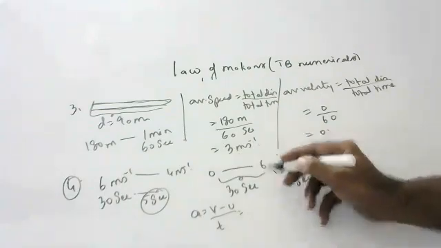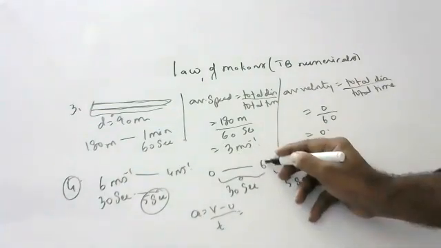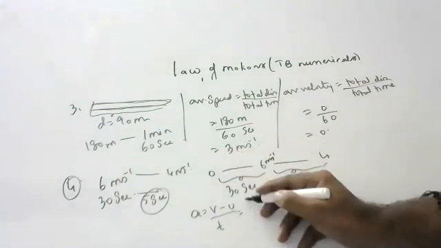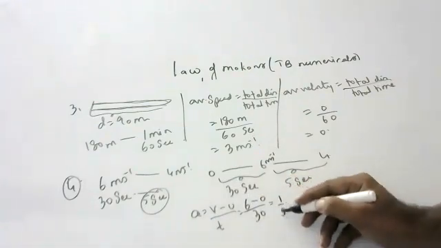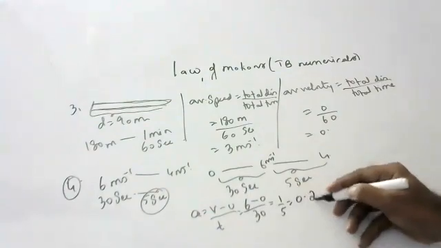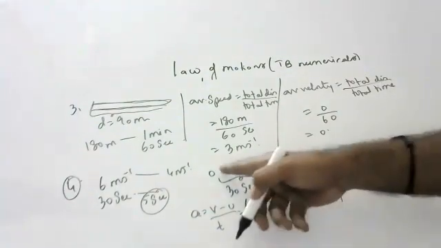6 minus 0 by 30. He is coming to 6 meter per second from 0. So 6 minus 0 by 30. How much is 6 minus 0 by 30? 1 by 5. 0.2 meter per second square acceleration in this part.